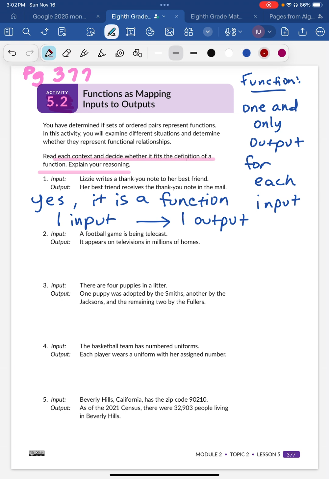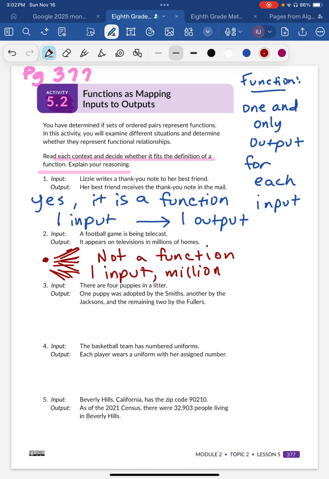A football game is being telecast. It appears on televisions in millions of homes. So we have one thing that's going out to millions. So that is not a function because we have one input and millions of outputs. So that would not be a function.